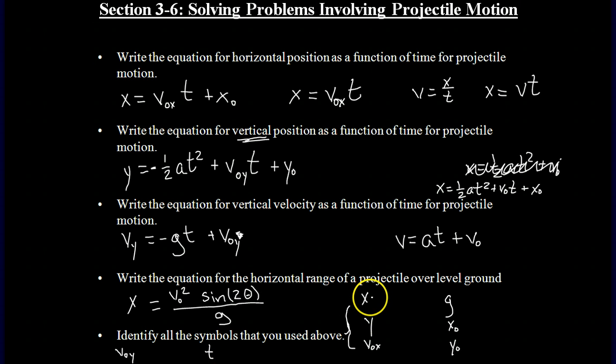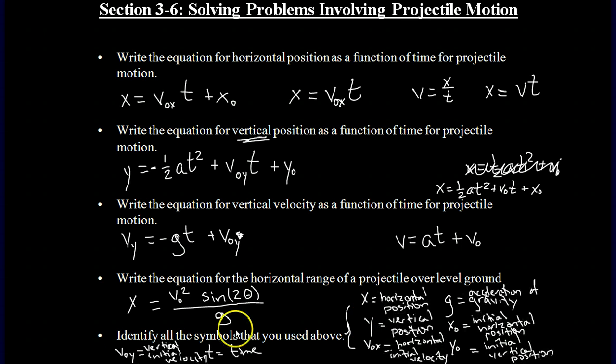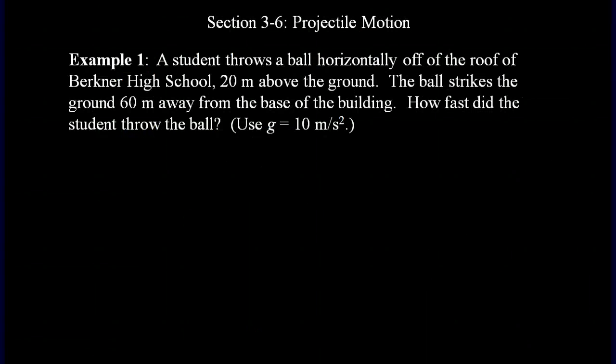Go back through, identify all the symbols that are used above. All right, so if you look at those things, we've got the horizontal position, the vertical position, the horizontal initial velocity, the acceleration of gravity, the initial horizontal position, initial vertical velocity, and time. So those are all the ones up above. Now, let's start solving an example problem on this.